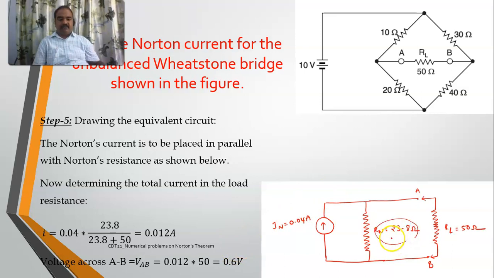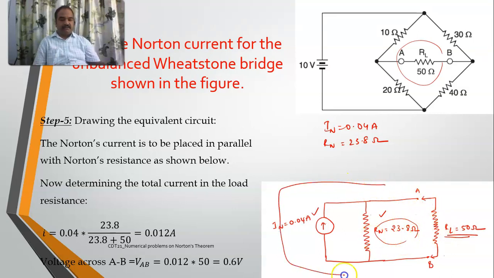Now step 5: I have already got IN equal to 0.04 amperes and RN equal to 23.8 ohms. So I am connecting them both in parallel. This is IN with RN. And if you want to determine the voltage drop across this one, you can keep it in parallel. The resistance which we removed at the start, this is R. If you want to keep it here, you can keep it here. Now this is the Norton circuit, and this is the load resistance.